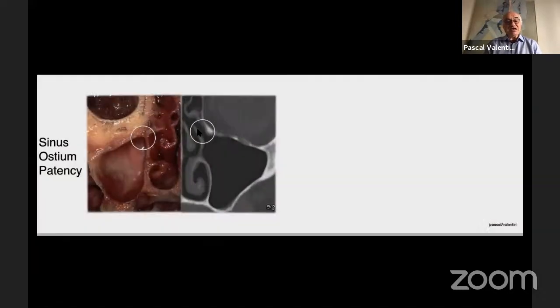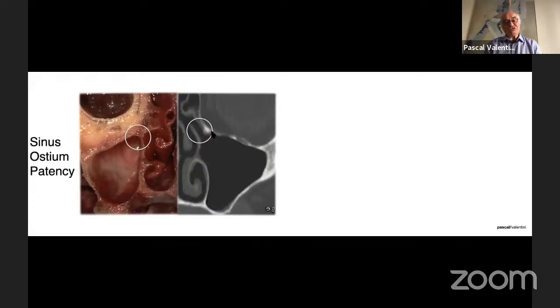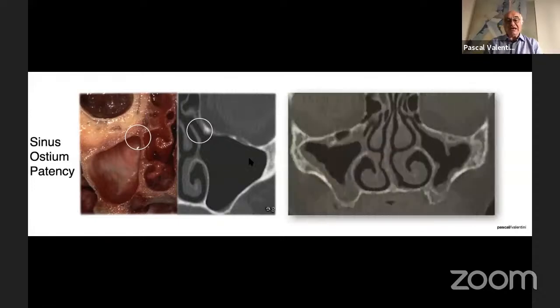The ostium is the anatomical structure which allows the sinus drainage. This is the ostium. It is the infundibulum here and the middle meatus. And the opening of the infundibulum in the sinus is called the ostium. This complex is called the osteomeatal complex. But in order to be more rapid, we will call this structure ostium. This ostium can be open or completely closed. And the first thing we have to do when we are planning a sinus graft surgery is to check the ostium patency using a CBCT.